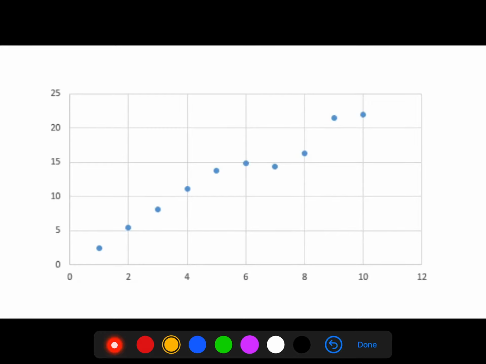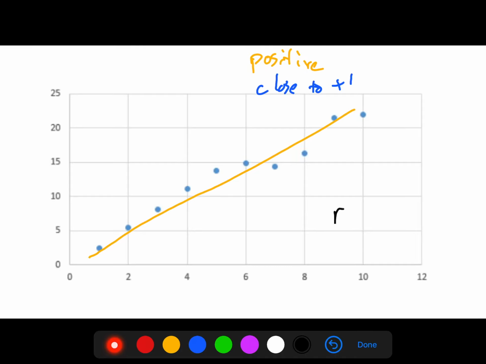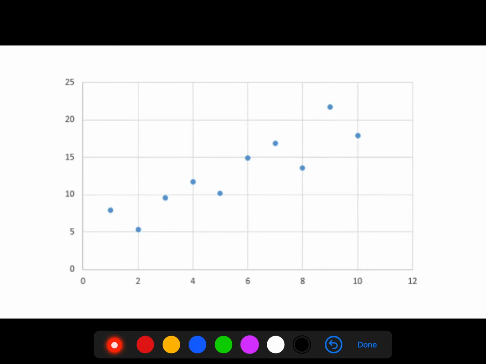As I look at this one, what do I notice? I notice a positive trend. So this means R is positive. And not only is it positive, but it also seems like it's pretty line-like, right? It's pretty close to the line. So I'm going to say it's close to +1. So when you go pick an R value, something like positive 0.95 or positive 0.9 or something like that's pretty reasonable.